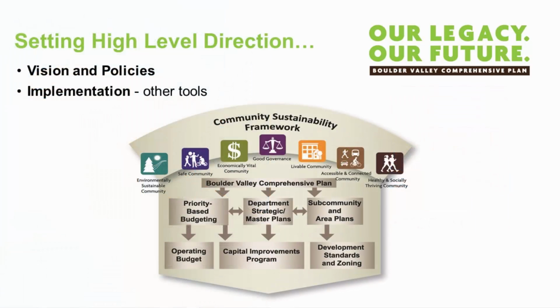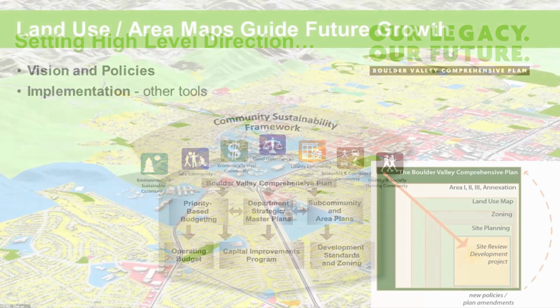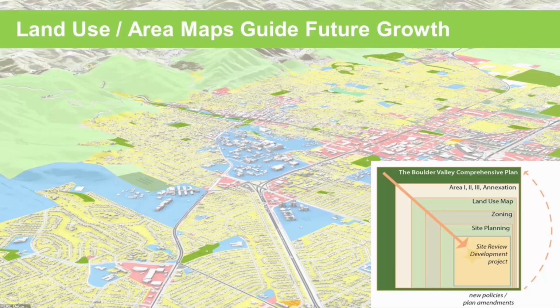In the next slide here, as Brooks said, our plan is aimed at community values and vision. It is very broad. It encompasses our sustainability framework, so it covers multiple topics such as social equity and economic vitality, transportation. It's implemented in many ways through our budget, through our capital improvement program. A major component of it is the land use plan, and that's actually implemented through zoning.